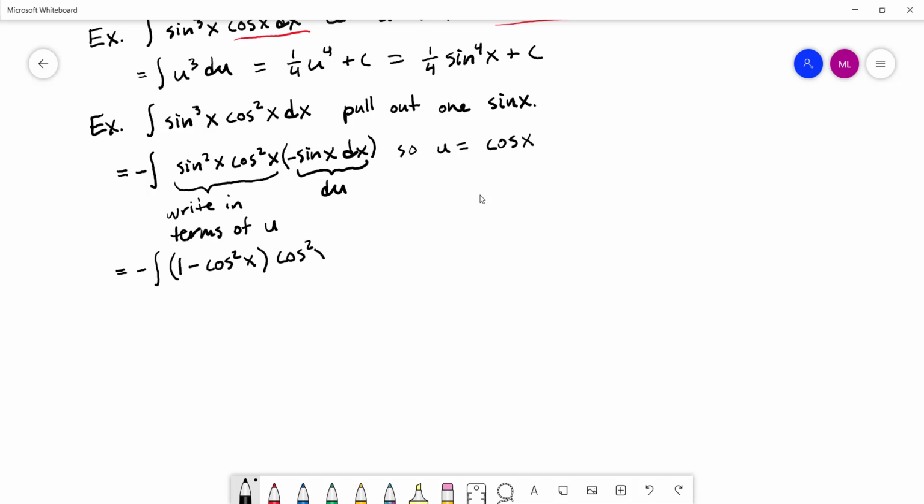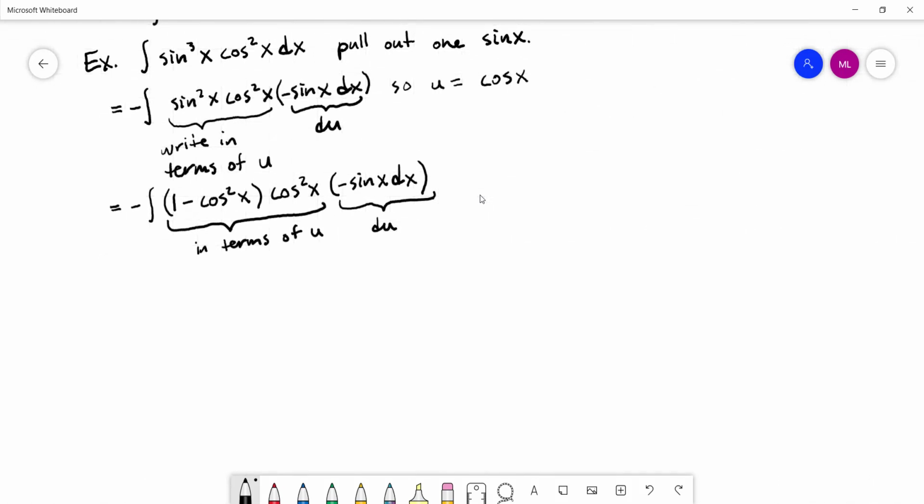Now I have my cosine squared of x, and I have my negative sine of x dx. If you want to think about all of these pieces written out separately, this whole thing is now in terms of u, and this whole thing is my du. And we have essentially another u substitution problem. We just had to be clever about the way that we picked this apart. Again, I'll come back and we'll talk about this as we do more examples. Once you do a few of these, you start to see the pattern and it becomes easier to anticipate what piece you should pull out and how you should break things up.